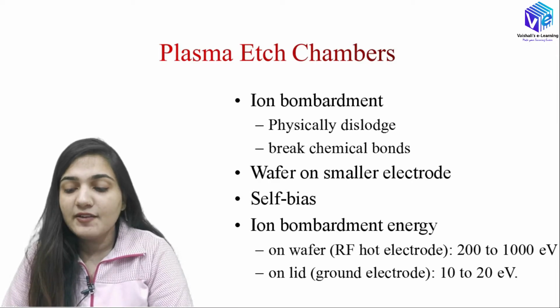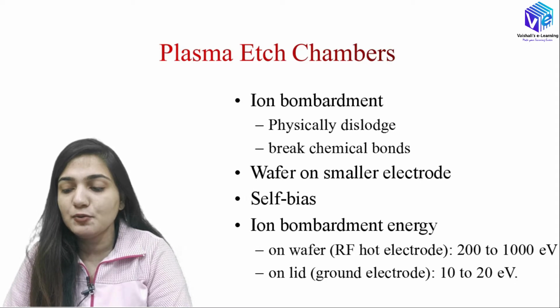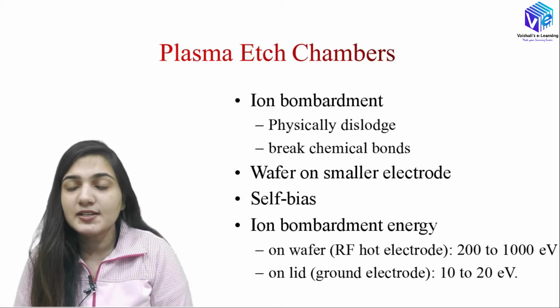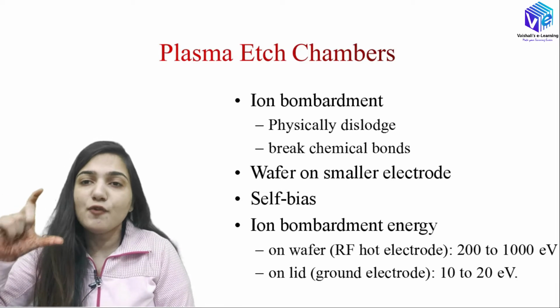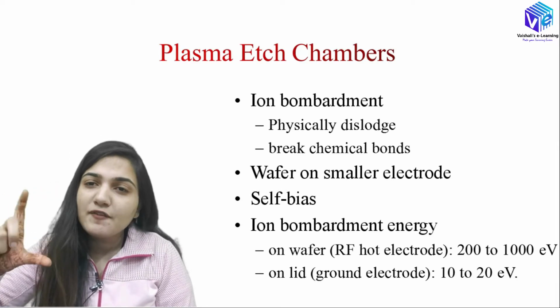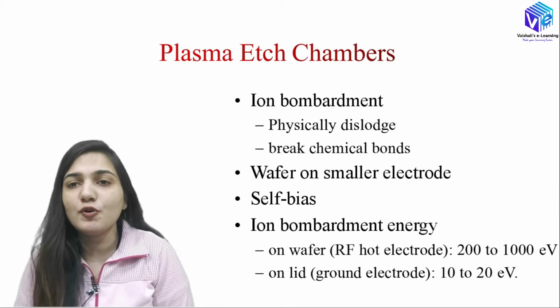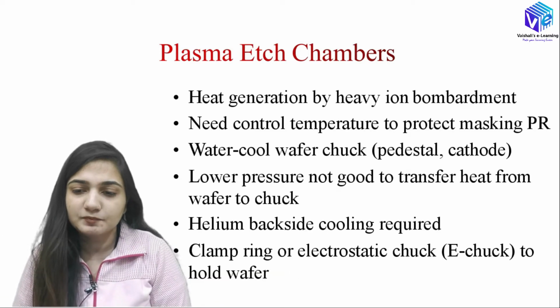On the wafer, if I have the RF hot electrode, the ion bombardment energy will be 200 to 1000 electron volt. But on the lid, that is on the ground electrode, it is around 10 to 20 electron volt. It is due to the very negative voltage that we have. The more difference will cause more self bias, which will cause more ion bombardment energy.